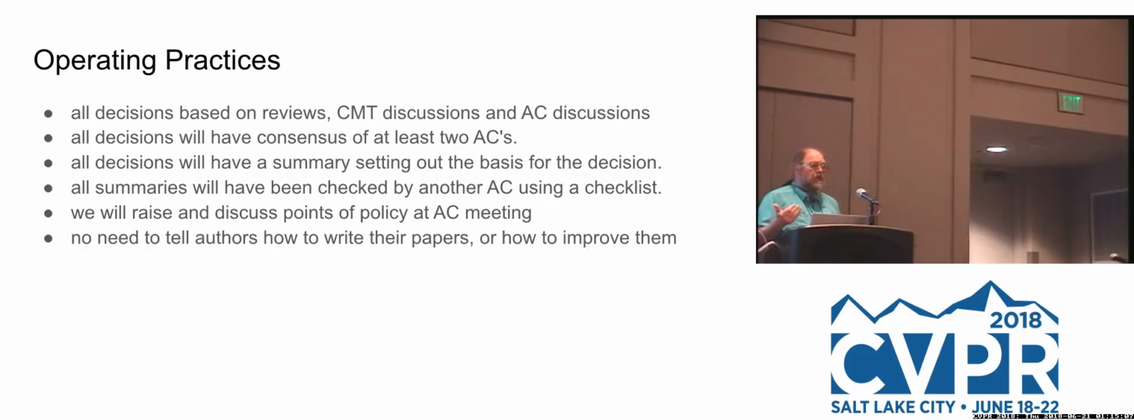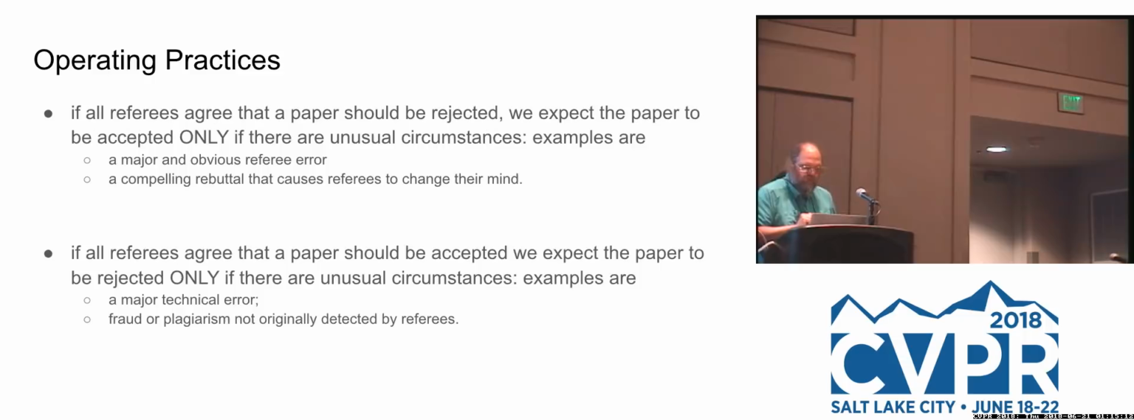This is what we are going to do. Here are some other practices. I'll let you read them to yourself. They're not overwhelmingly important, but they give us a notion of the kind of thinking that was going on. Generally, if referees agree, accept, it's likely that the thing is going to get accepted. If they agree, reject, it's likely the thing is going to be rejected.